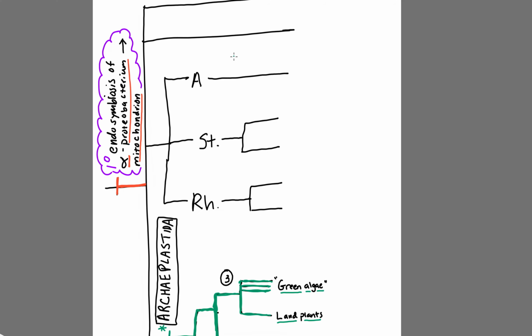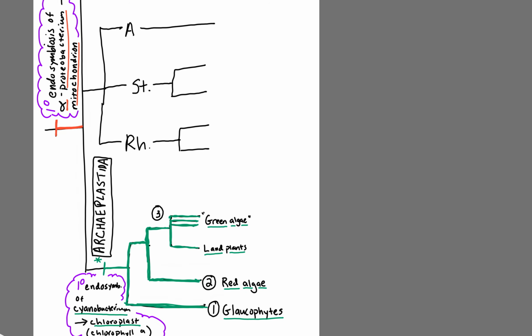All the other chloroplasts, because you might be thinking, well, I know that there's other algae, right? Like the diatoms and the dinoflagellates and that kind of stuff. Brown algae, where did they come from? They came from secondary events. Let's do the green algae.